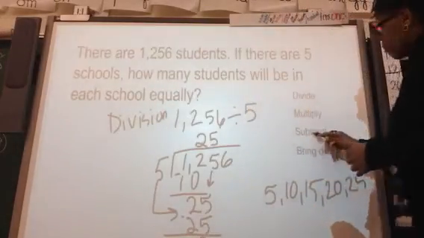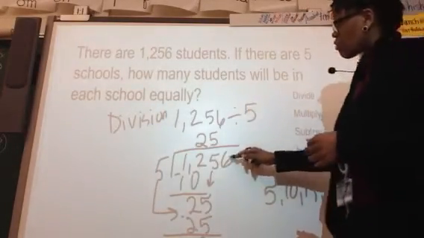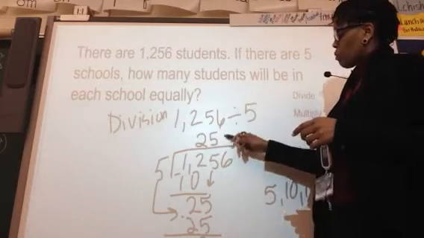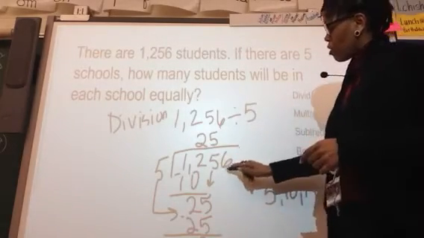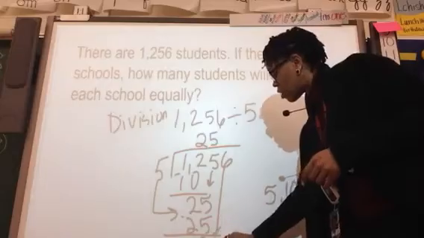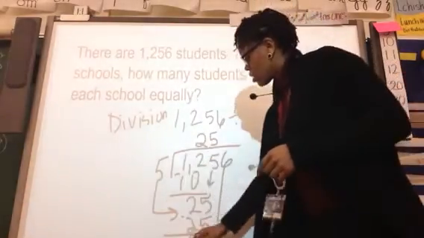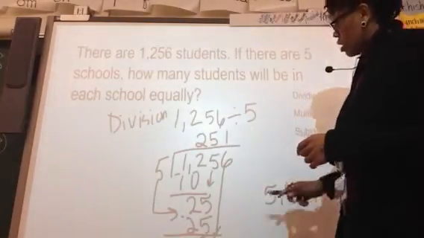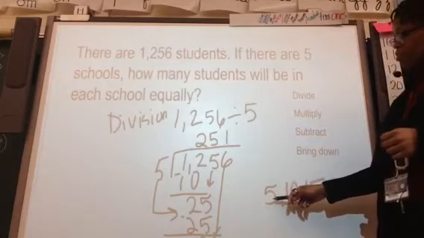We subtracted, now what do? Bring down that 6. Don't forget about the 6. Sometimes kids just put remainder 0. Hey, we still have another number we're working with. Bring that 6 down here. How many 5s go into 6? 1. Skip count by 5 to reach 6.